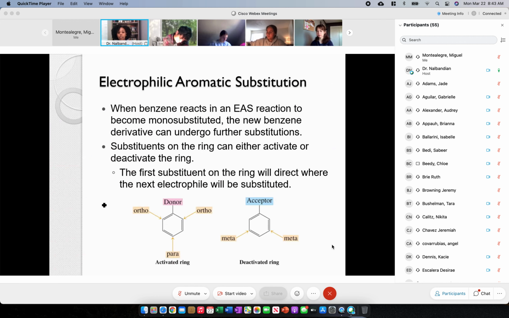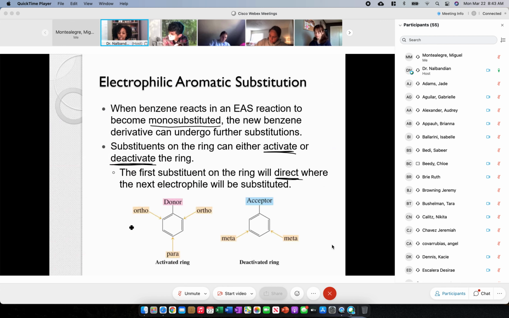All right, so for our electrophilic aromatic substitution, we were just talking about how to make it monosubstituted. We were saying we can put one thing onto that benzene ring and we use that one thing to make other things. But now we can do more electrophilic aromatic substitution reactions on that benzene ring. Whatever's on the ring is either going to activate or deactivate the ring for further reactions. And it's also going to direct where the next group adds on.